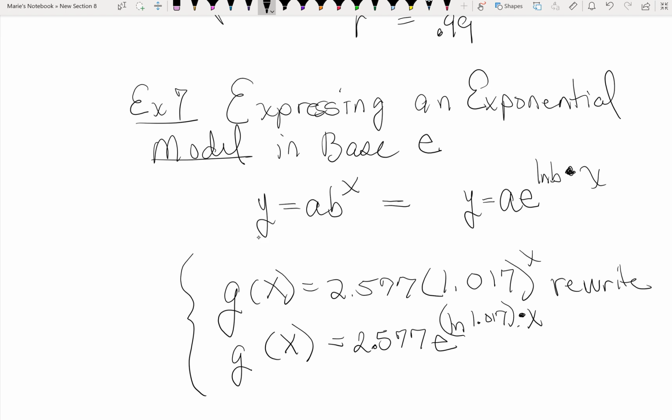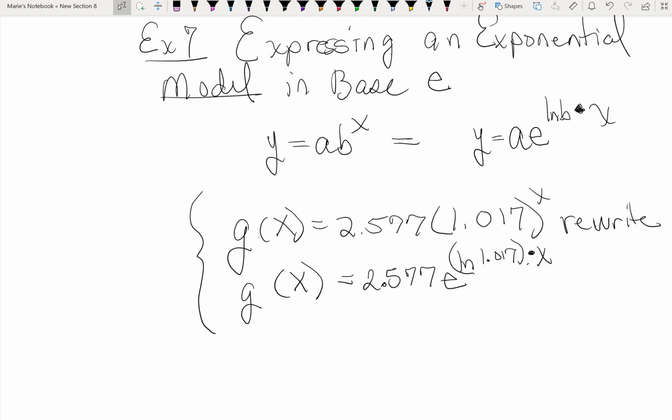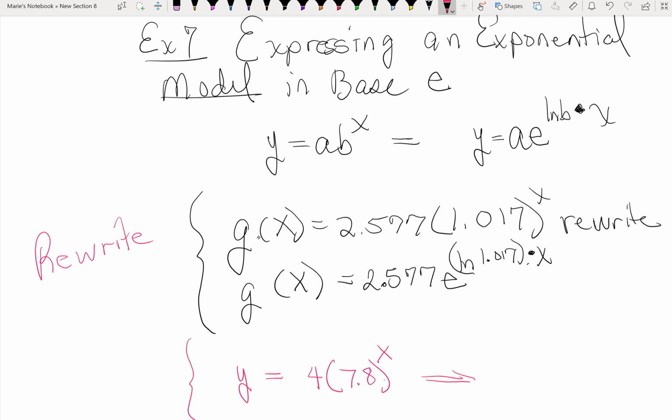Okay. If I gave you another one to try, just for the sake of making sure that you got this. So these are called rewrite, basically, as an instruction. So I'm going to ask you to rewrite this one, where we have y is equal to 4 times 7.8 raised to the x. So we're going to rewrite this in terms of base e.